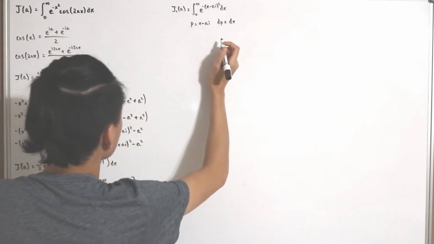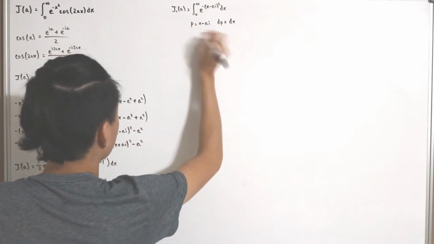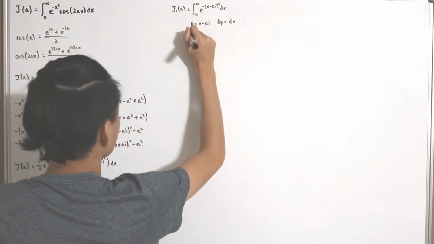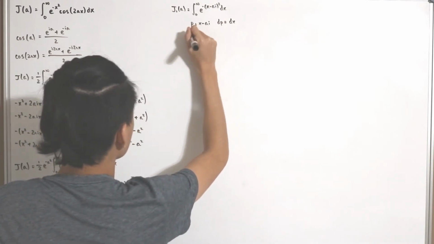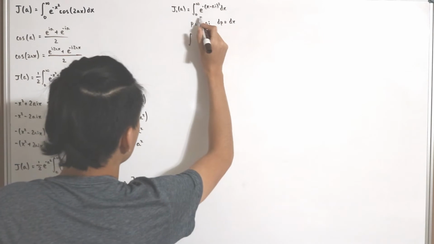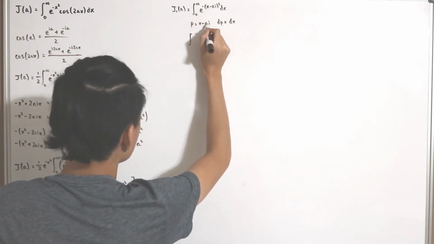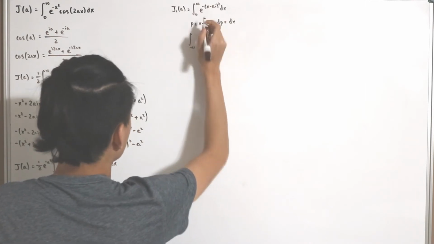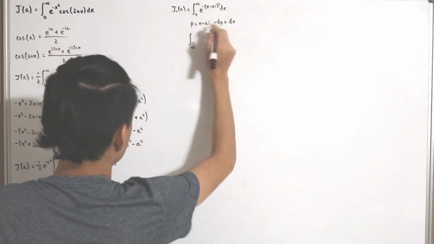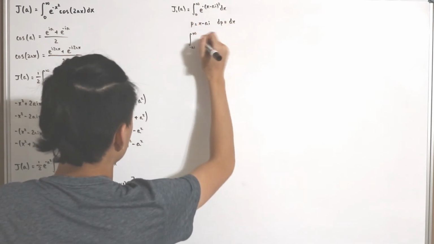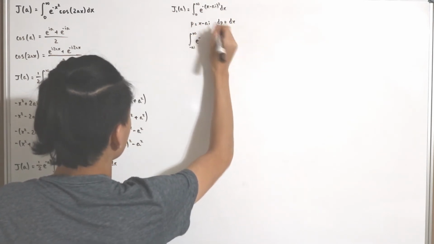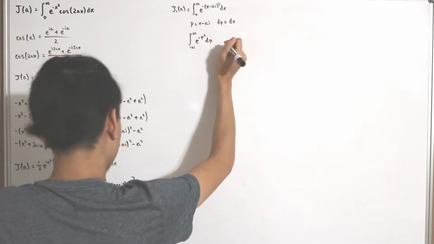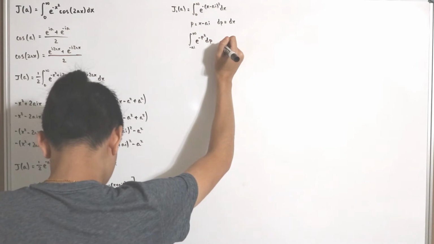Now don't forget that we need to change our bounds of integration as well to find our new integral. When x equals 0, p is equal to negative ai, and when x is equal to infinity, p is infinity. And then it's just the integral of e to the negative p squared dp. Okay, so that's our j sub 1.